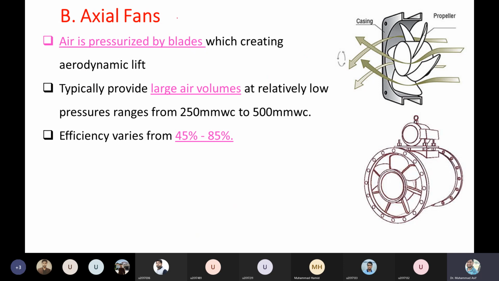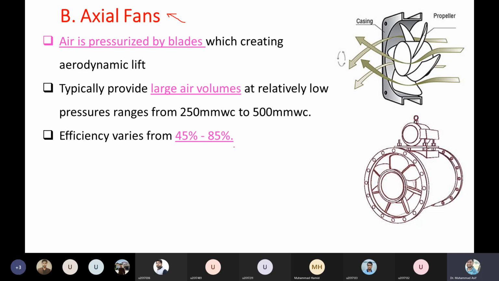When we compare the centrifugal fan with the axial fan, centrifugal fans are for high pressure, whereas axial fans are for high flow rate. When you need to provide large air volumes at a relatively low pressure, axial fans are recommended. Centrifugal fans are for high pressure, whereas axial fans are for high volume flow rate.